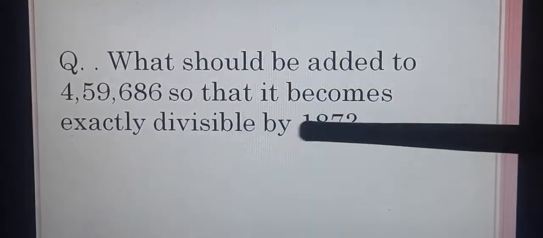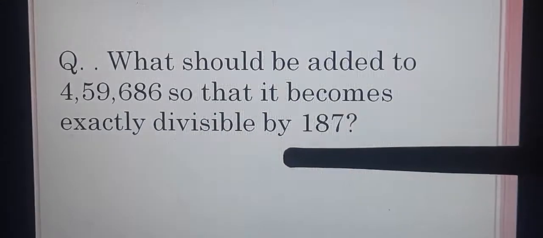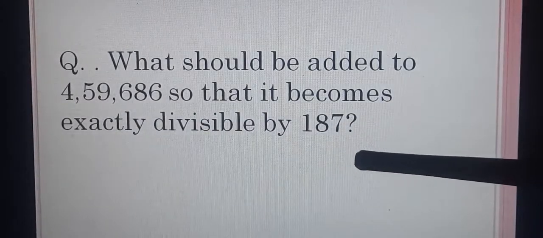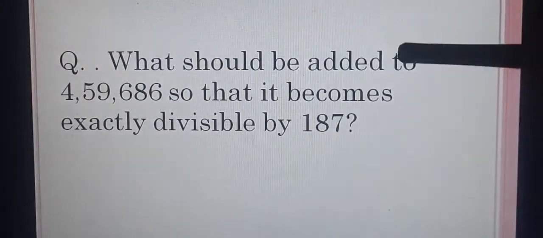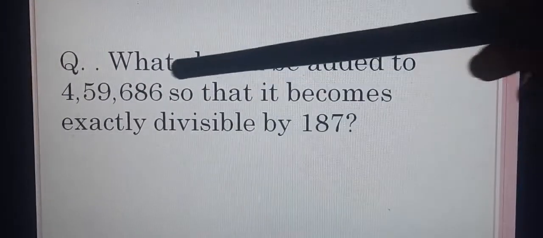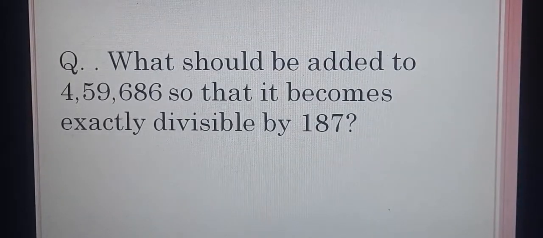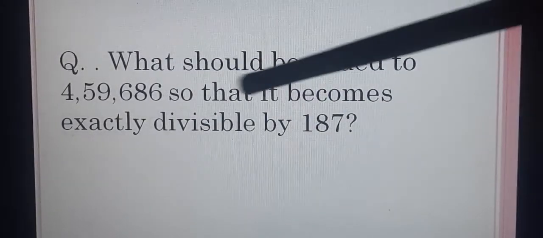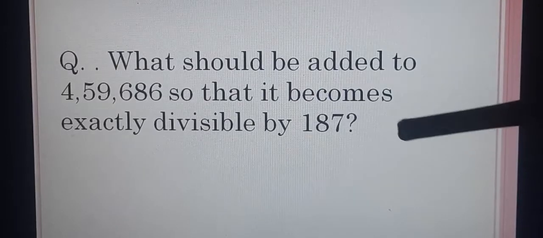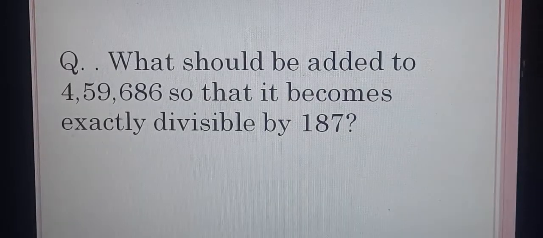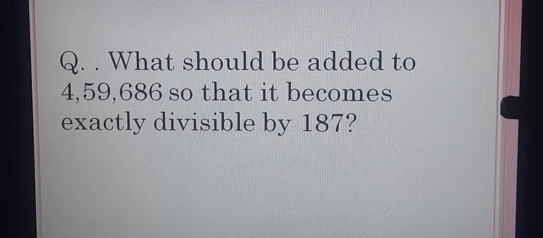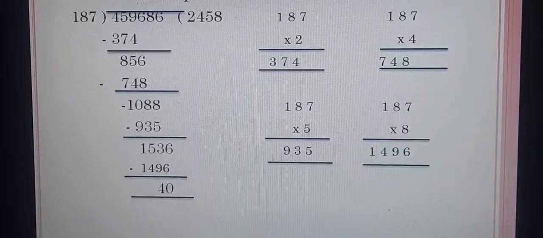4,59,686 so that it becomes exactly divisible by 187. इस गिवन न्यूमरल में क्या ऐड किया जाए कि 187 से ये पूरा डिवाइड हो जाए. मीन्स अब ये तो हमें श्योर हो गया कि ये पूरा डिवाइड नहीं हो रहा है. डेफिनेटली सम रिमाइंडर इज लेफ्ट. सो फर्स्ट ऑफ ऑल वी हैव टू नो दैट व्हाट इज द रिमाइंडर. रिमाइंडर क्या बच रहा है. राइट.